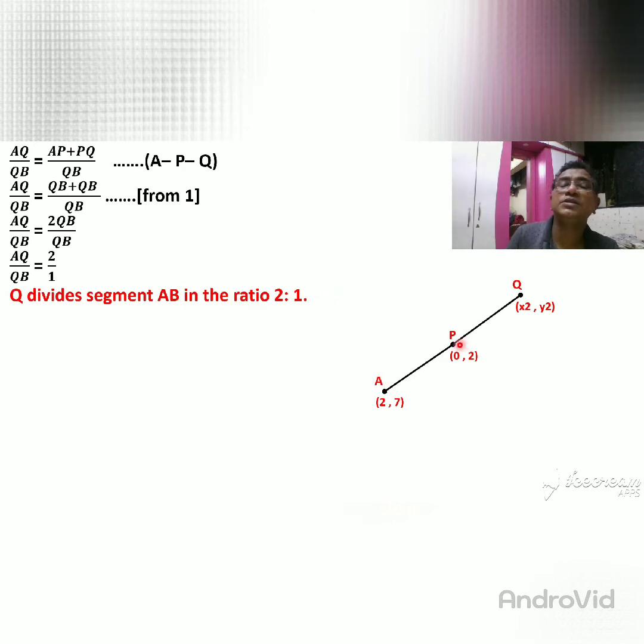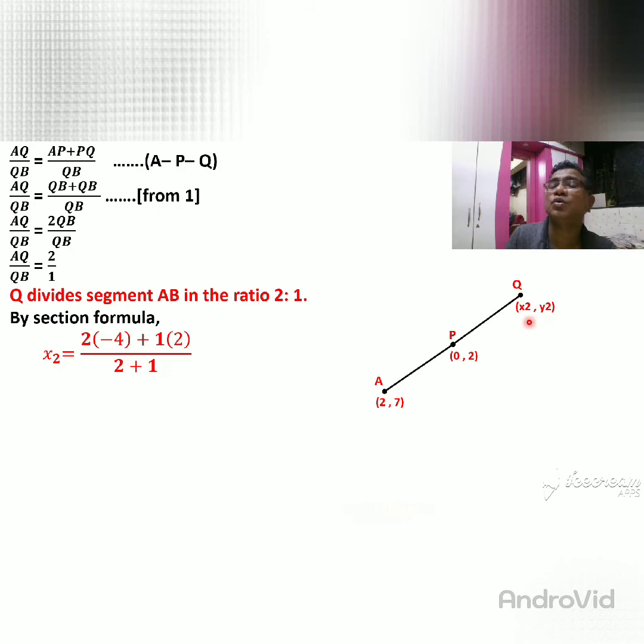So see, here is P, and this Q divides the segment AB in the ratio 2:1. So we solve using the section formula for x2. Here m is equal to 2 and n is equal to 1, because here the ratio you are getting is 2 upon 1. In the first one you got 1 upon 2, so that is the difference, remember that. So m is equal to 2, n is equal to 1.